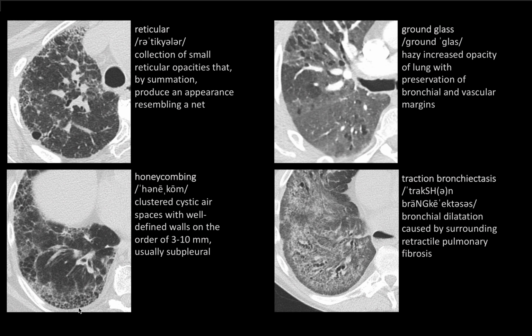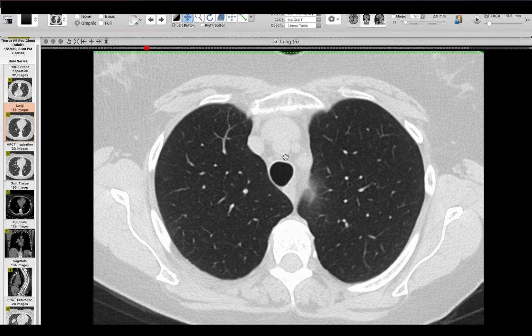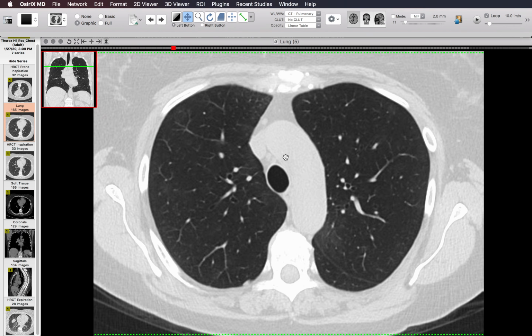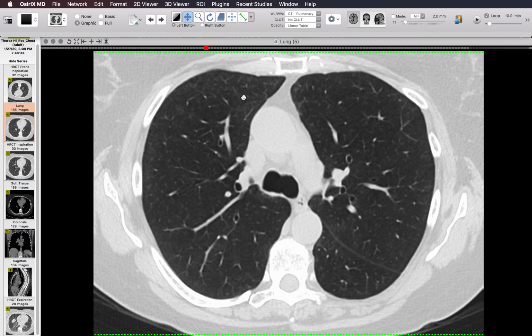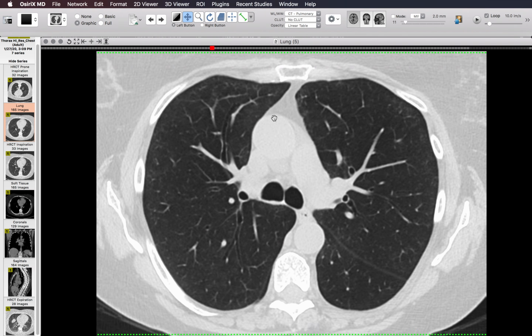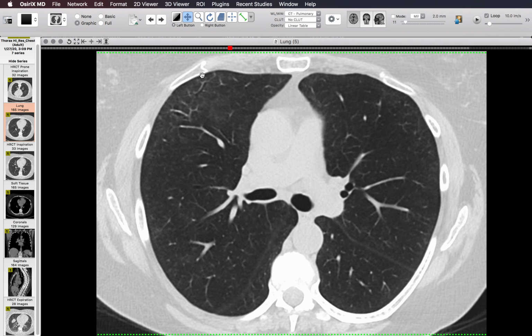So we're going to look at more examples of all 4 of these. This is the first example that I wanted to show you, and as I scroll through it, I'm seeing areas of increased lung density, but it's not so dense that it's consolidation. So this is something that I would call ground glass opacity.